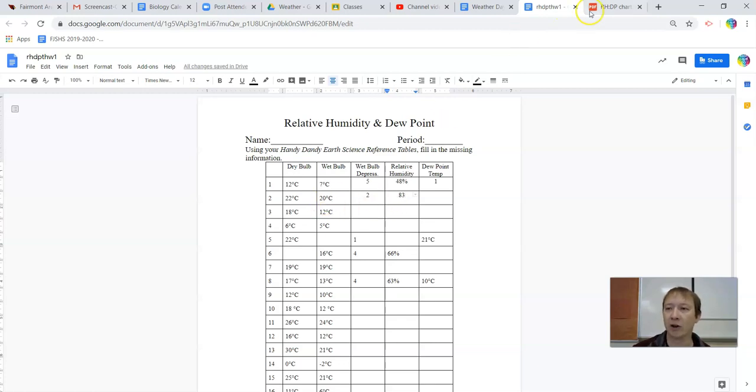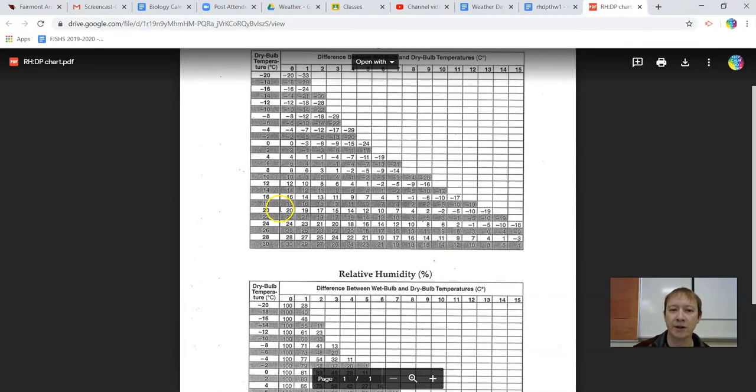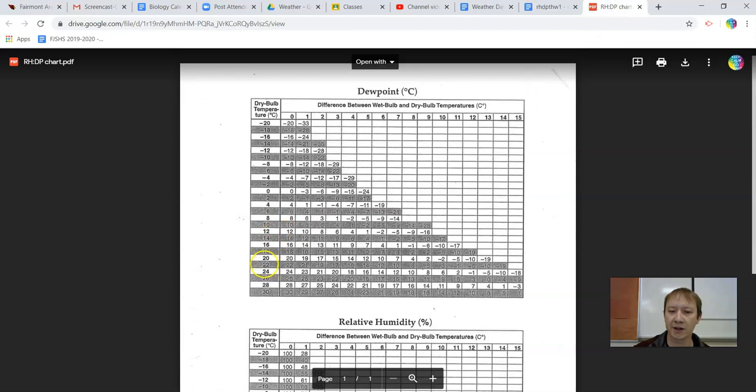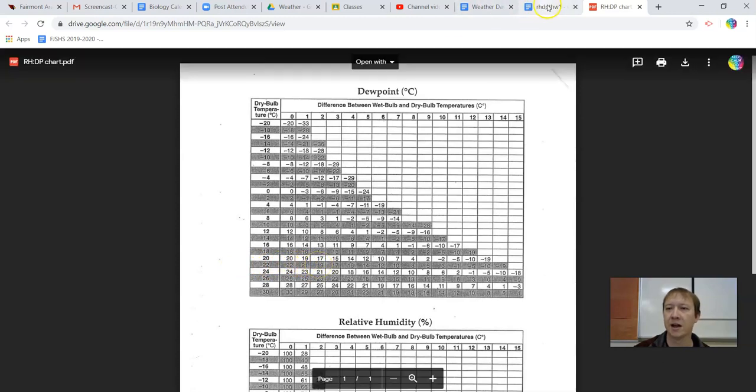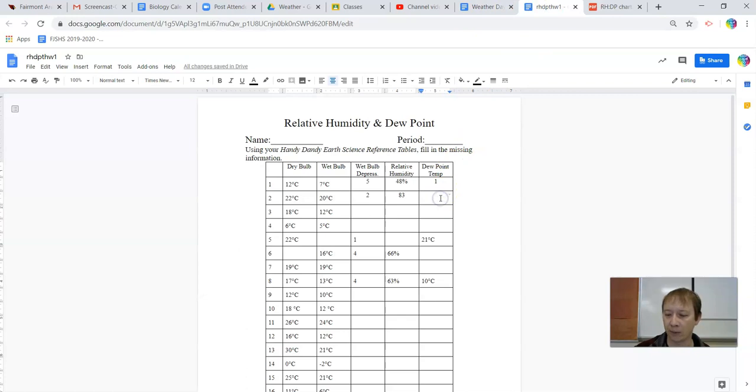Now looking at the dew point, again, we're at 22 with a difference of 2. So we have our 22 degrees Celsius, right here. And then we go over 0, 1, 2. So at 19 degrees Celsius is when the dew will begin forming, or we see condensation happening. And so that's kind of how to do the relative humidity and dew point worksheet.